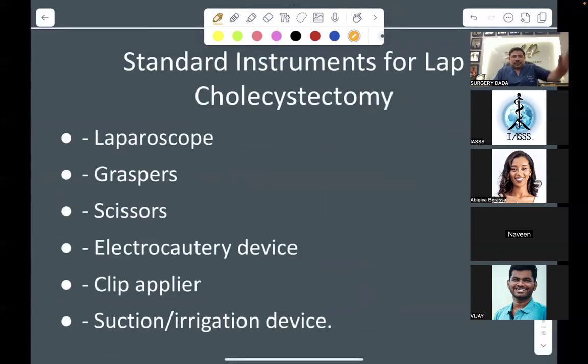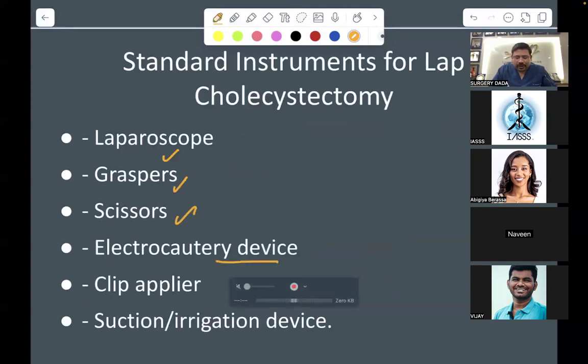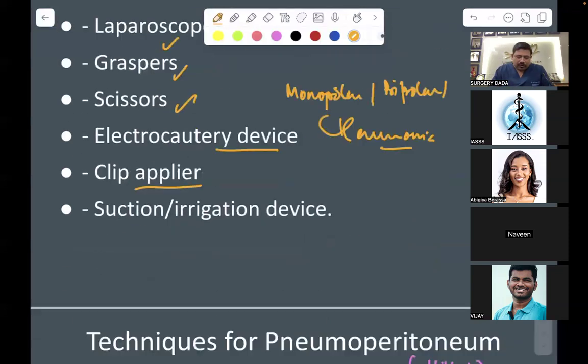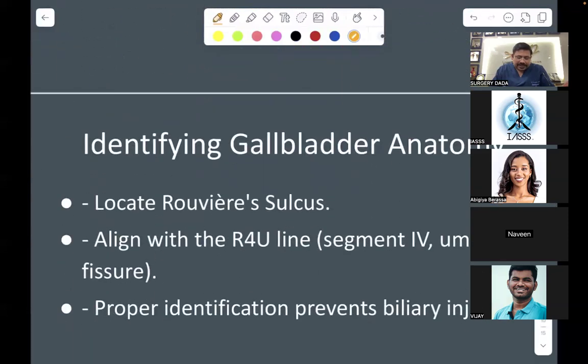So what are the standard instruments we have? Laparoscope, graspers, scissors. When we talk about electrocautery, you can use monopolar, you can use bipolar, or you can use what is my favorite, that is harmonic. Otherwise, you don't require it. And yes, clip applicators. There are a lot of clips that we have. So we shall be seeing all of them once we go and check.